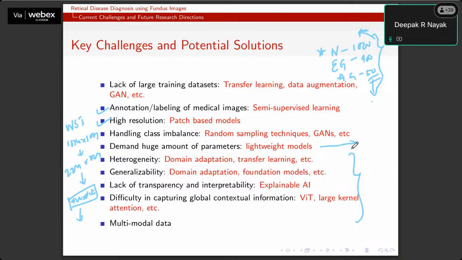You can also use the heavy models and transfer the knowledge from the heavy model to the lightweight models. I don't know how many of you have heard about something called knowledge distillation.